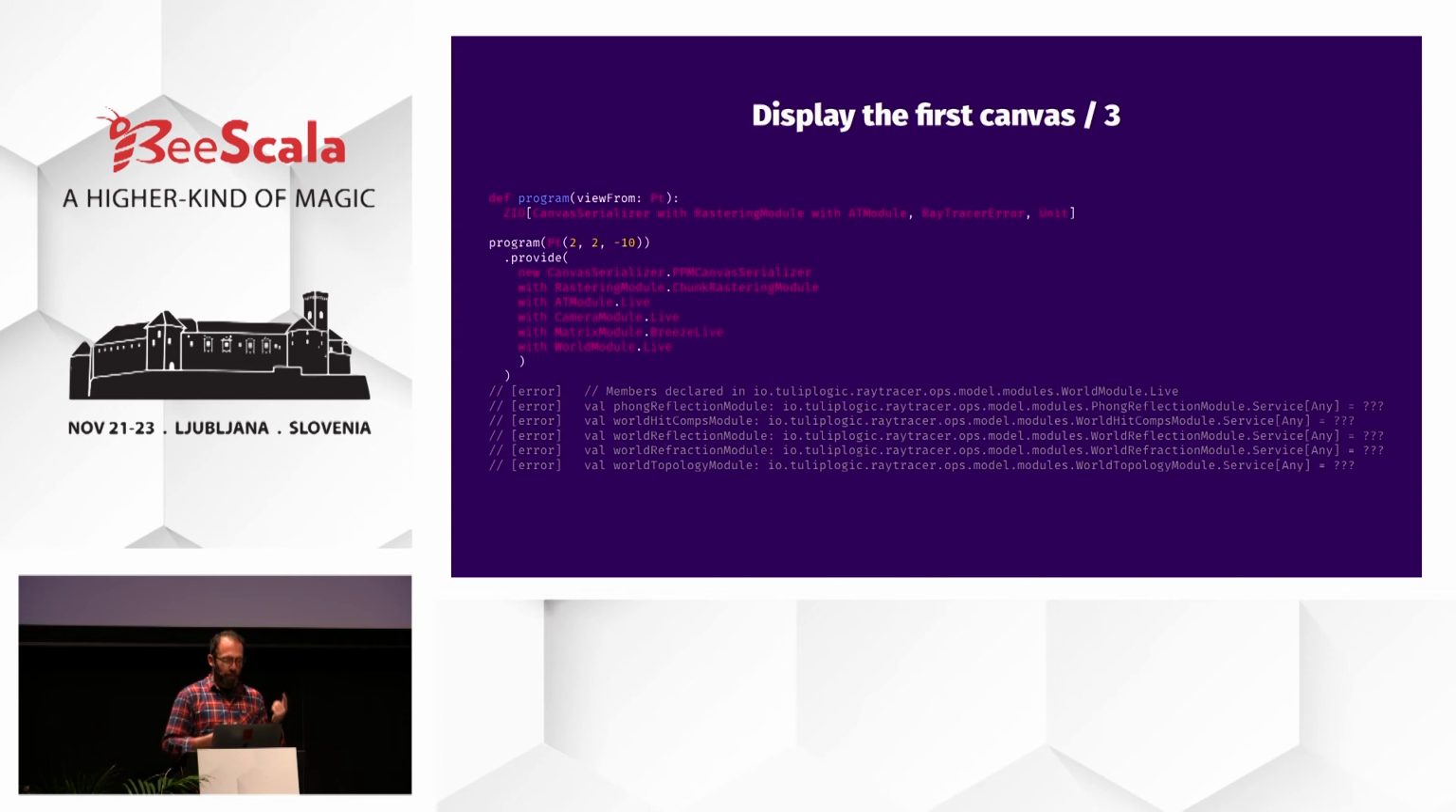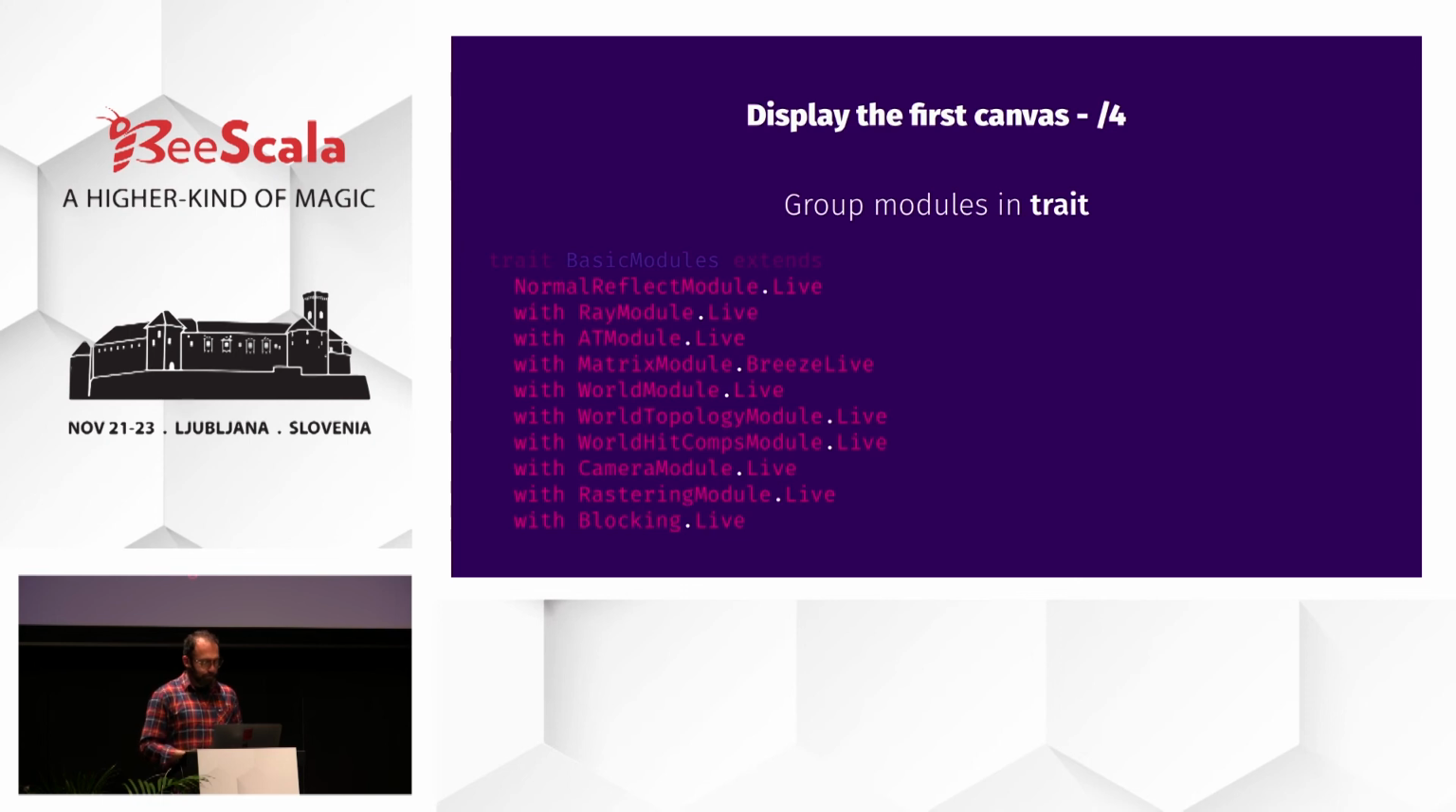So I need to provide them with the blocking because I have to write to the file system, with the matrix module to be able to multiply and do this kind of transformations. And we go on and on and on. So we will end up with a pretty huge list of dependencies in this case. The nice thing is that we can group all these dependencies, just creating a trait that combines all the traits together, or a type alias.